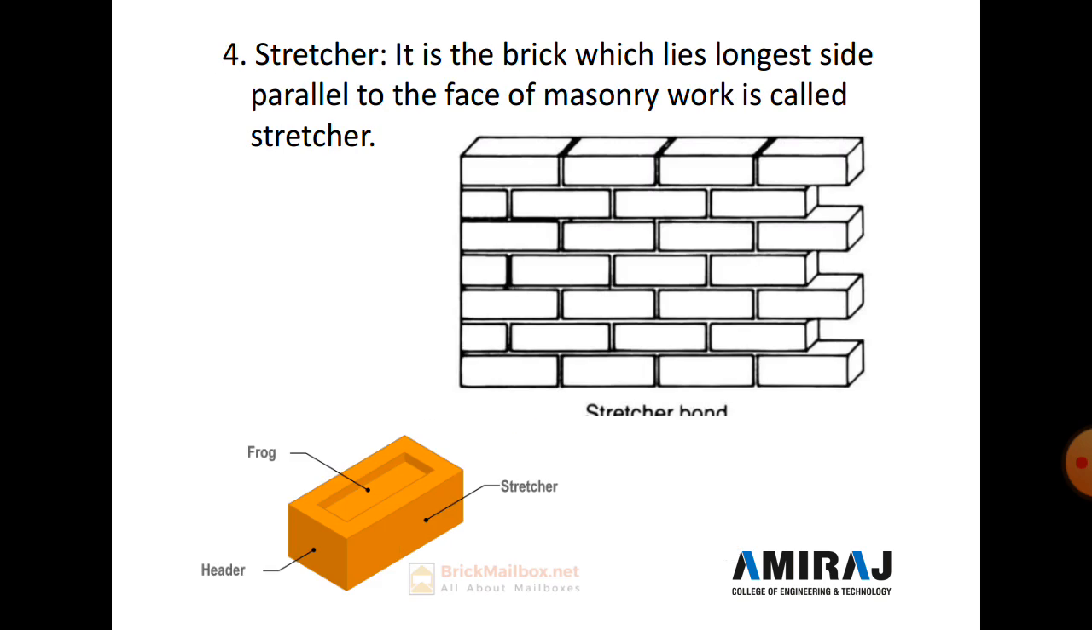Next is the stretcher. A stretcher is the brick which lies with its longest side parallel to the face of the masonry work. See this figure: all the longest parts of the brick that we see from the front view are called the stretcher part, and the bond is called a stretcher bond.